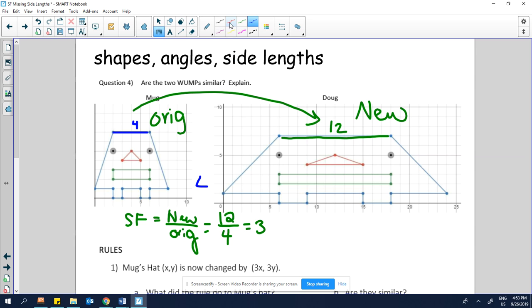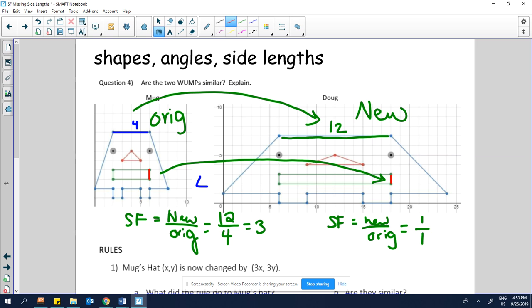All right, let's see if that is the same if I go this way. Let's just check his mouth. Oh, well, what would you multiply 1 by to get 1? The scale factor, new divided by original. 1 divided by 1 is just 1. Oh, is my scale factor the same if I go wider versus if I go taller? No. So is he similar?